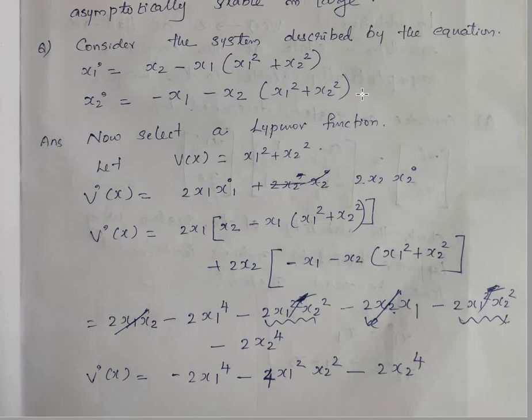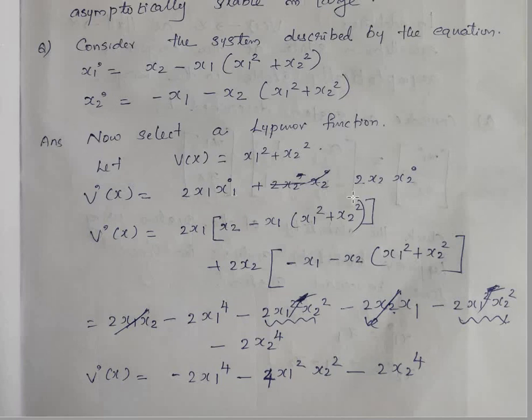As in the previous case, we have to select a positive definite Lyapunov function V of x. So I am selecting V of x equal to x1 square plus x2 square. As I have already told, for almost all the problems you can select this as a Lyapunov function. Now find the derivative of V of x, that is the Lyapunov function.